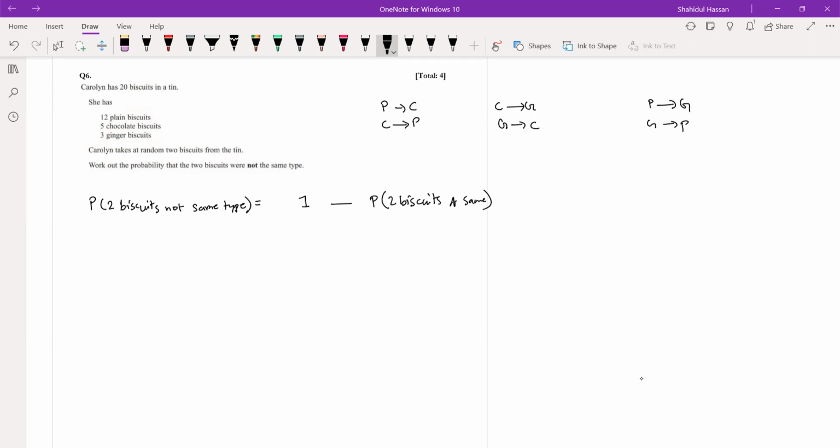I am drawing 2 biscuits from a tin of biscuits. There are 2 possible probabilities. One is the 2 biscuits will be the same type. Another one is the 2 biscuits will be a different type. And if you add the 2 probabilities, it should be equal to 1. Am I saying it right?